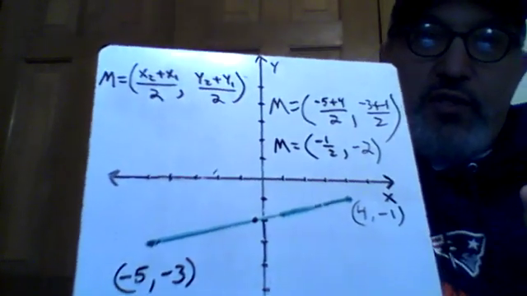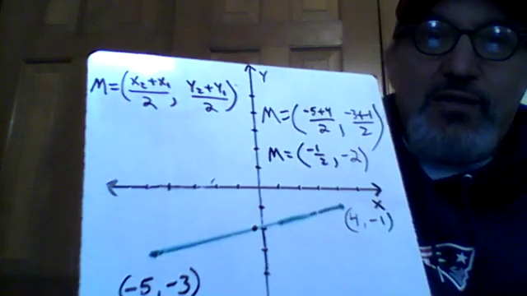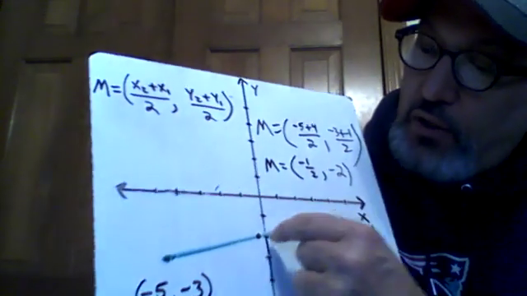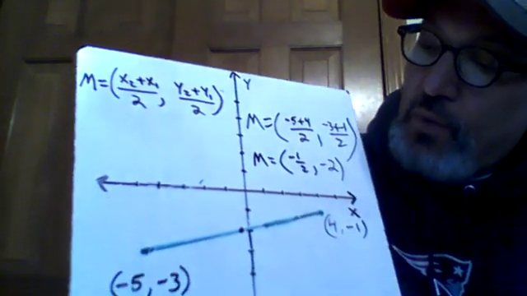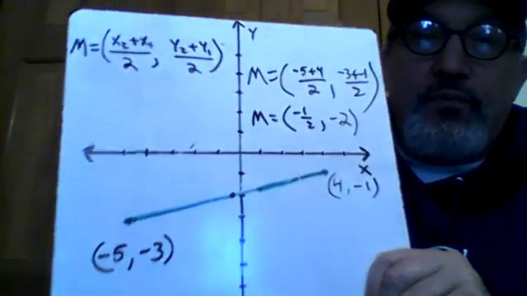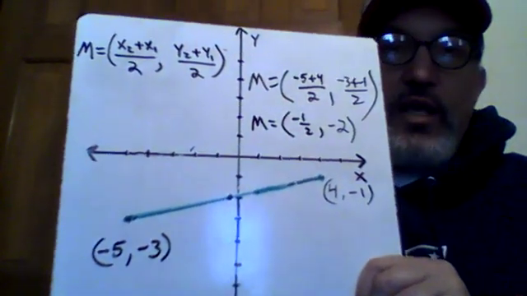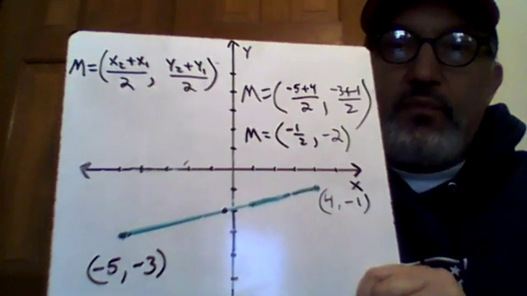Actually, when I first drew this line, I thought, is the midpoint on the y-axis? Well, not quite. The midpoint is a little bit to the left of the y-axis, and it's at negative 1/2, negative 2. So there you go. Very easy to find the midpoint of any line segment in the plane. So long for now.